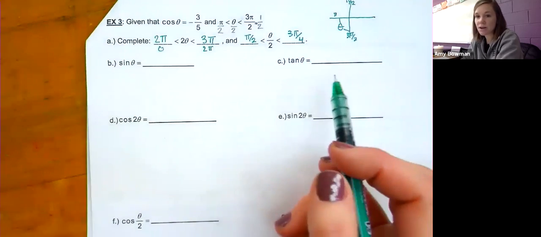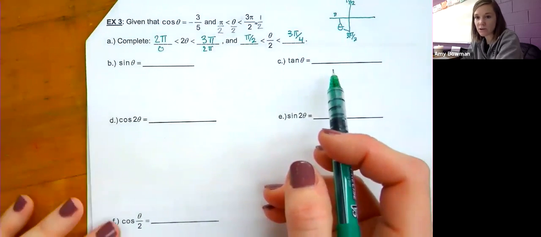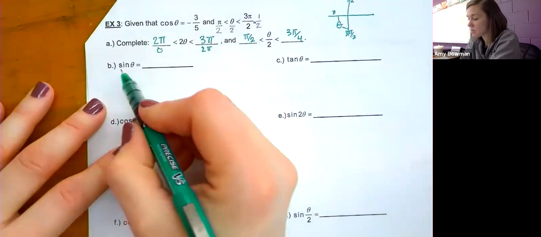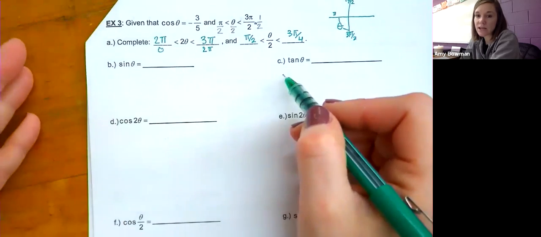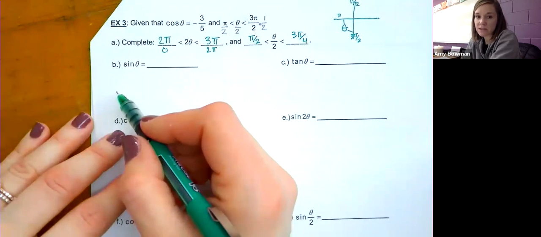Sine and tangent just come from our normal identities that we're already familiar with. So that's going to come from the Pythagorean identity for part B. Tangent, since we know tangent is sine over cosine, we'll be able to find that after we find sine.